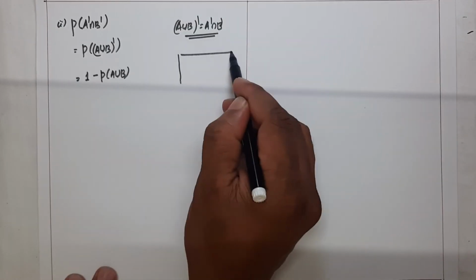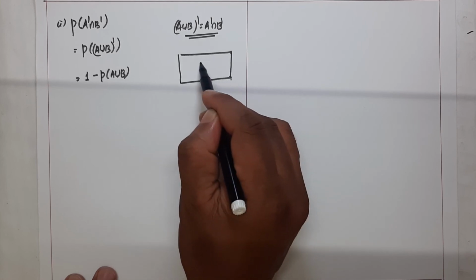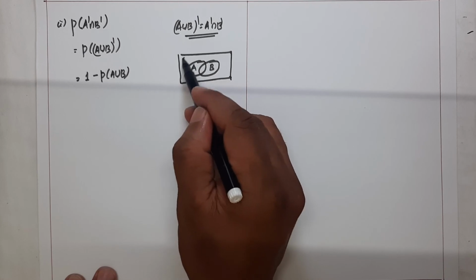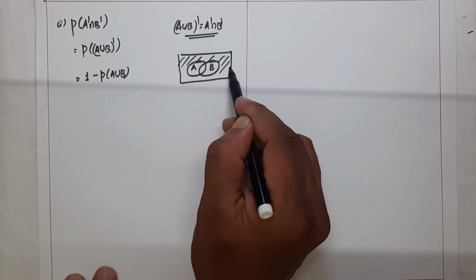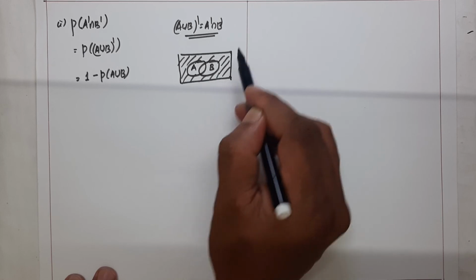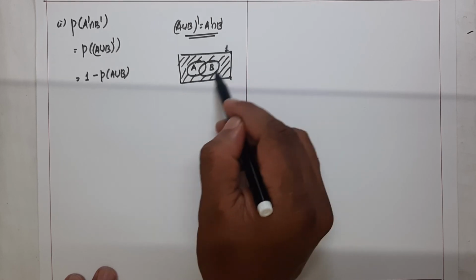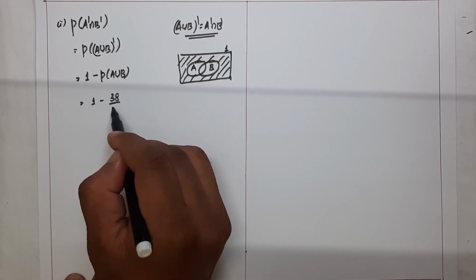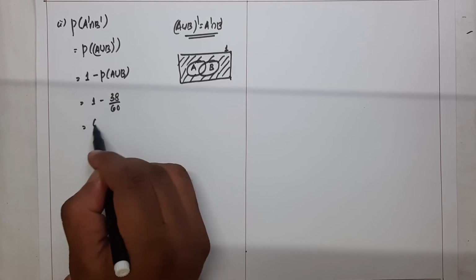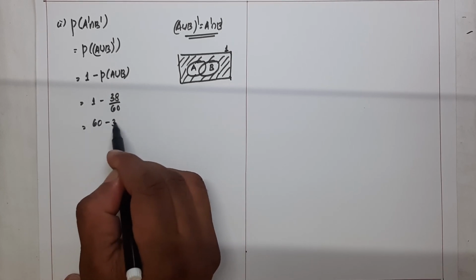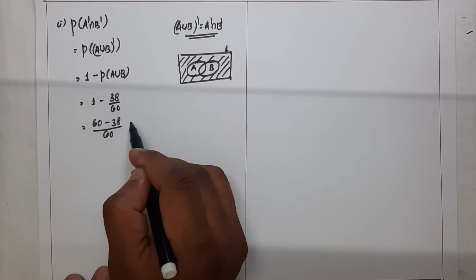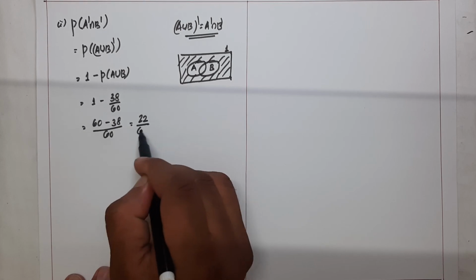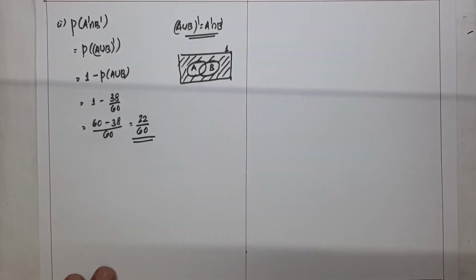That means you already know, suppose these are the two events A and B. This complement becomes this shaded portion. To find the probability of the shaded portion, the total probability is 1 minus P of A union B, which is 1 minus 38 divided by 60, equal to 60 minus 38 divided by 60, equal to 22 divided by 60. That is the required probability.